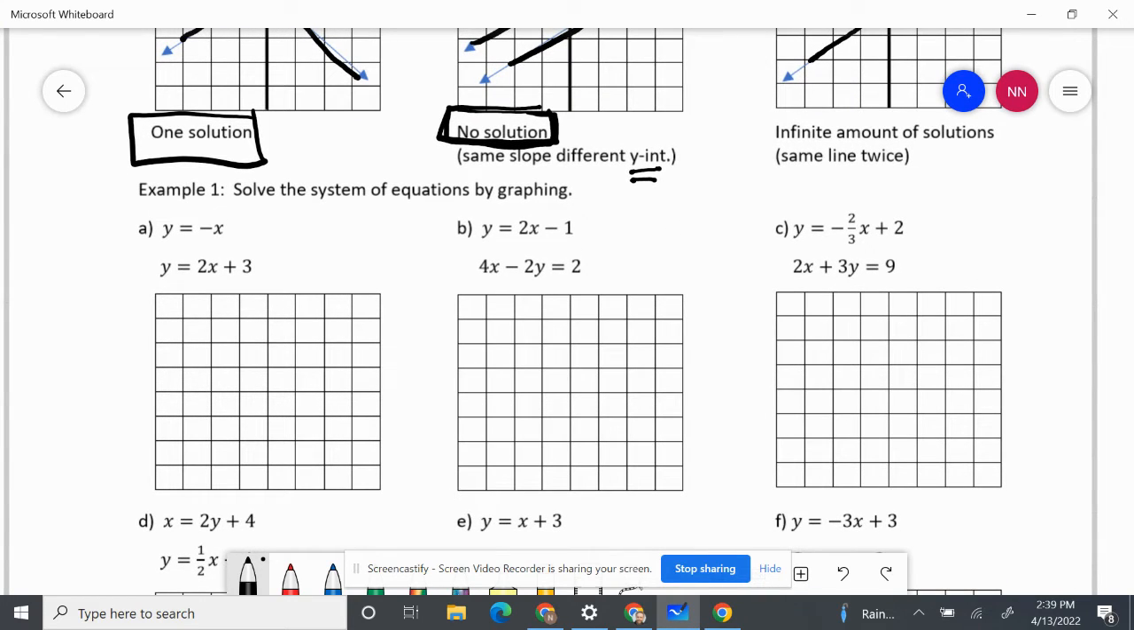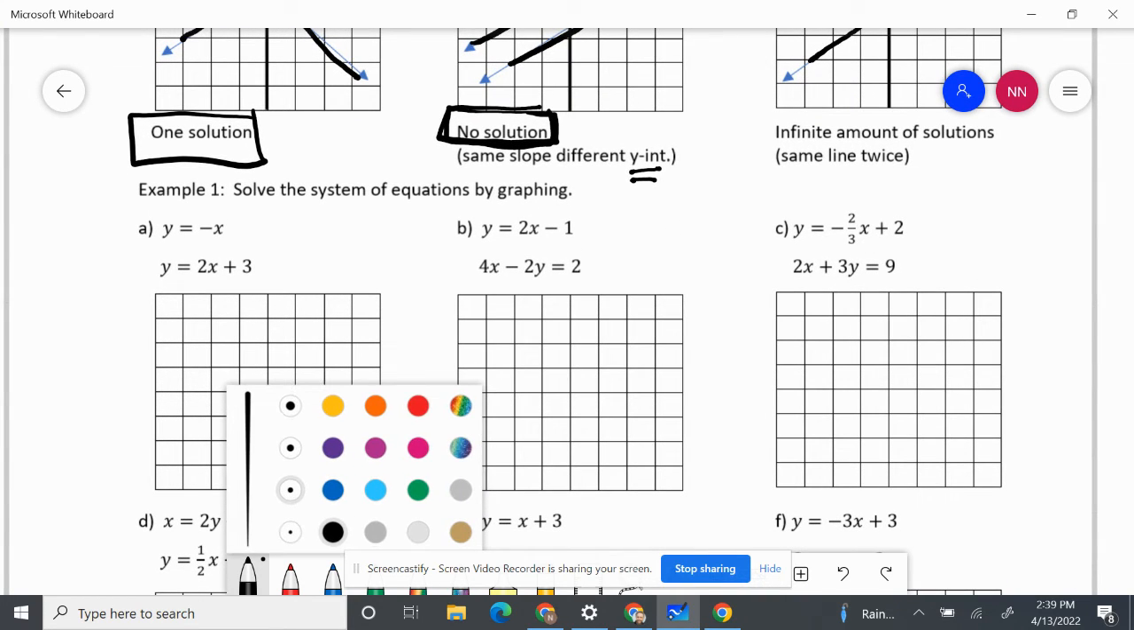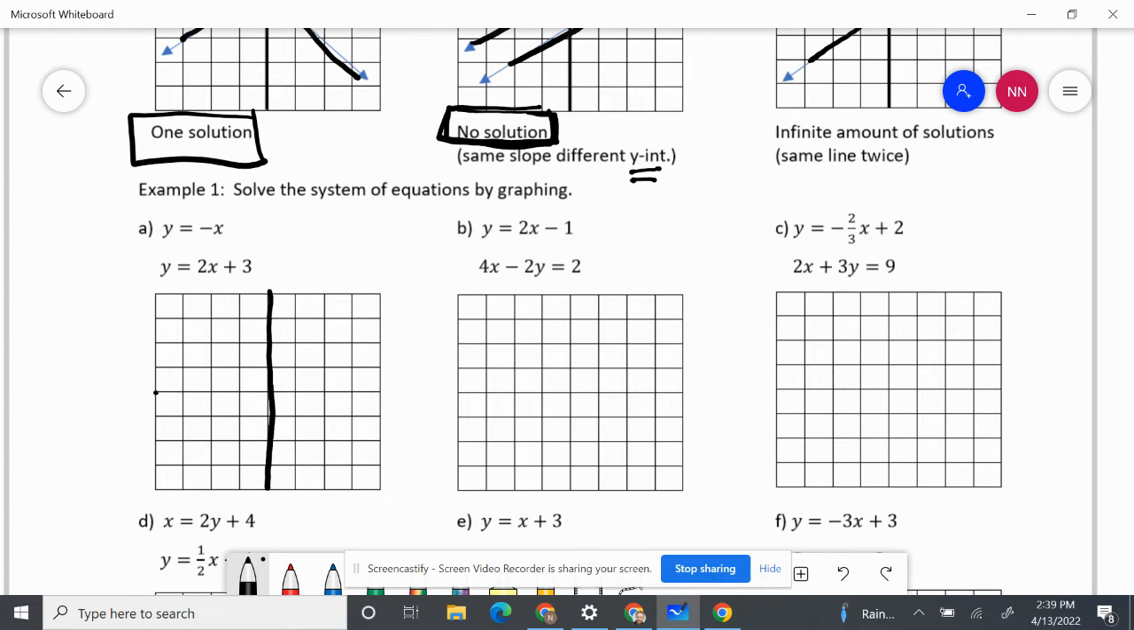So for the first one, we're going to do the same thing that we did last time. We're going to graph each of the equations. For our first one, our y-intercept is 0 because we're not adding or subtracting anything. Our slope, we have a negative x, so negative 1 would be our slope. That means we go down 1, to the right 1. I'm going to go down 1, to the right 1 again to make sure my line is straight.